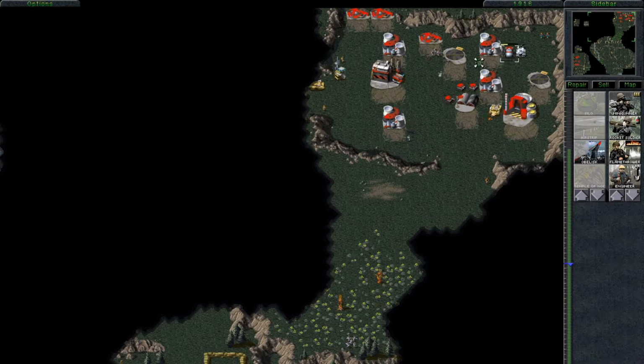And you can see why I don't like GDI on this level. And it's because even without their advanced comm center, they can still ion cannon you. Which is absolutely fantastic, very useful. And not in the least bit annoying.